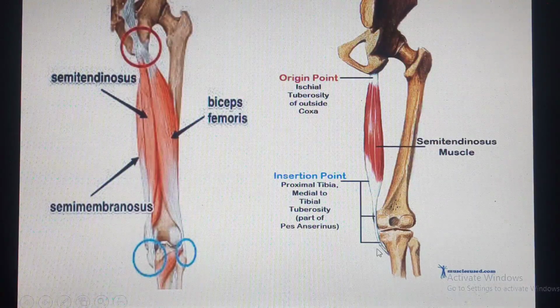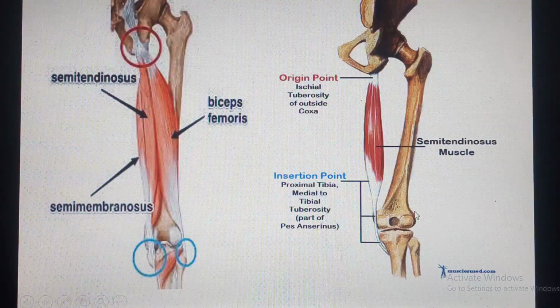Of course, some portion may also go all the way to insert onto the tibial tuberosity, medial aspect. Some portion may be there, but mainly it will be medial to where we have the medial tibial tuberosity. So that's the semitendinosus muscle. It is very important in helping in flexion at the knee joint, of course extension at the hip joint, and it also helps in medial rotation of the thigh.